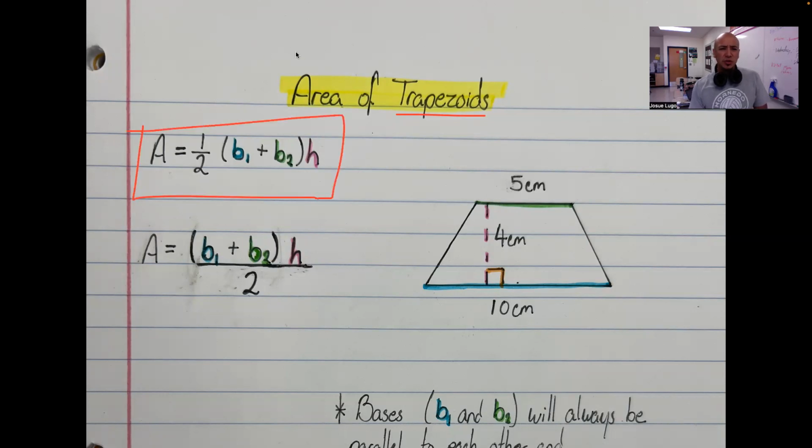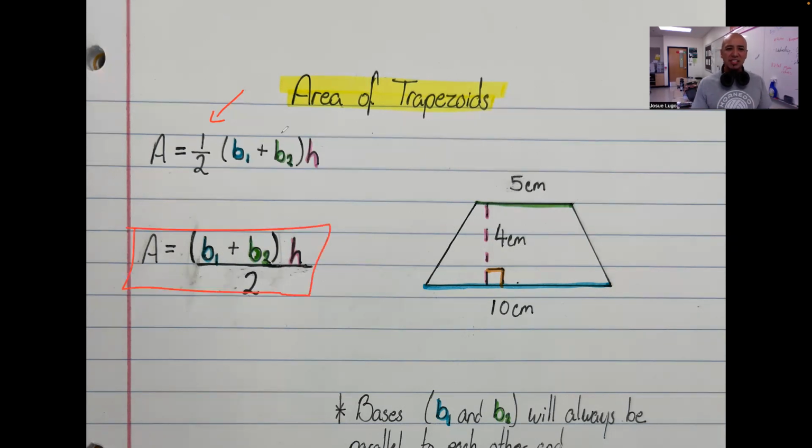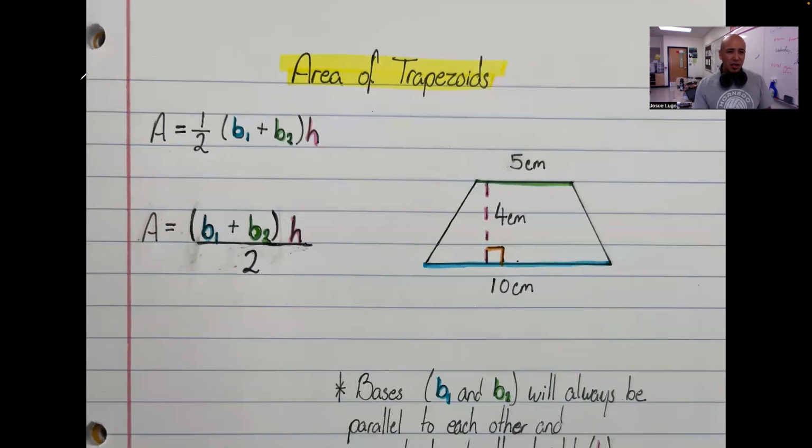Area is equal to 1/2 (base 1 plus base 2) times height. So 1/2 times base 1 plus base 2 times the height. And you'll find that has some similarities with the area of a triangle. And similar to the area of a triangle, you should know that whenever you're multiplying by 1/2, it's actually the same thing as dividing by 2, which is why I like to use this version of the formula. It's the exact same thing, and you do need to know that they are the exact same thing.